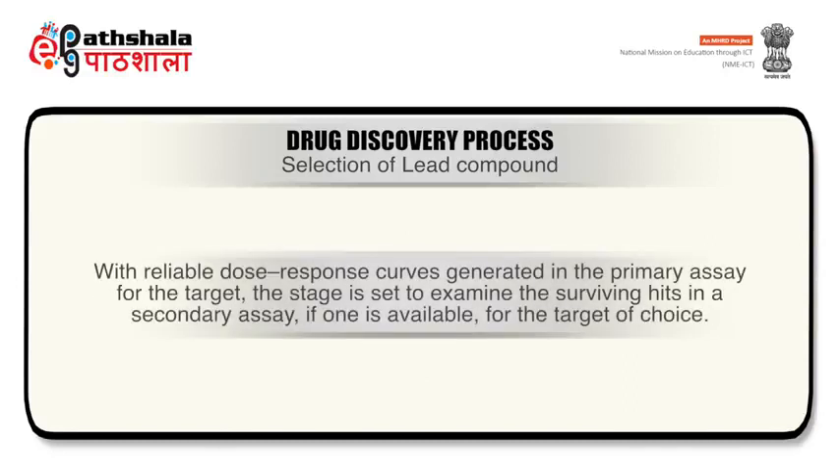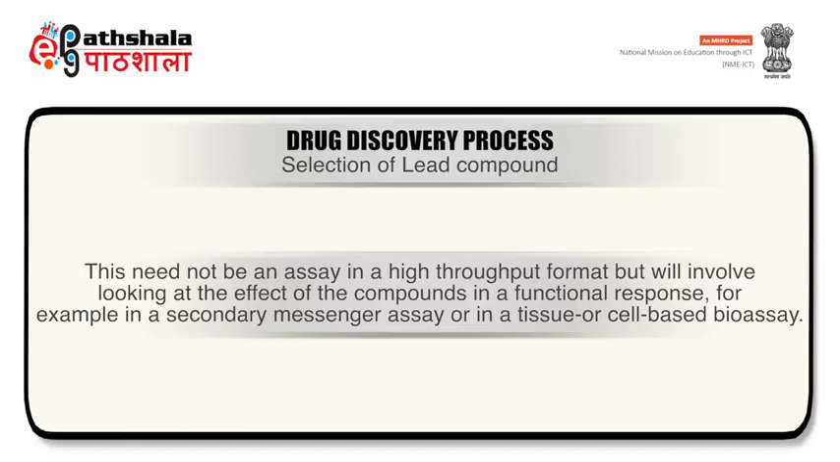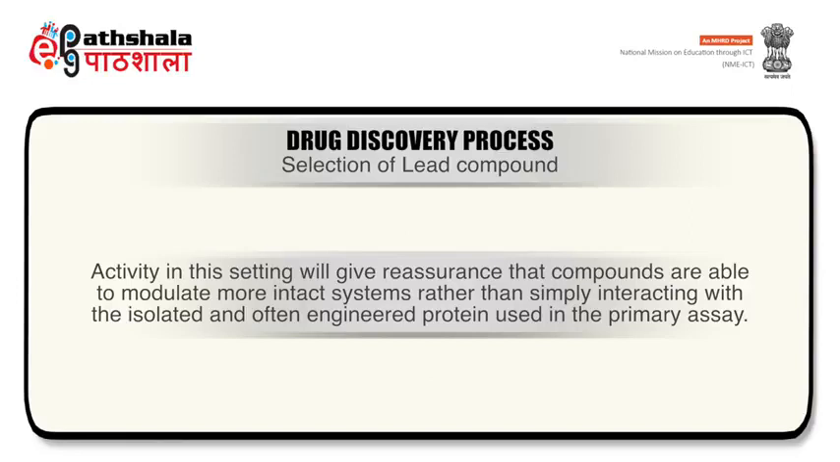With reliable dose response curves generated in the primary assay for the target, the stage is set to examine the surviving hits in a secondary assay, if one is available for the target of choice. This need not be an assay in a high throughput format but will involve looking at the effect of the compound in a functional response, for example, in a secondary messenger assay or in a tissue or cell-based bioassay. Activity in this setting will give reassurance that compounds are able to modulate more intact systems rather than simply interacting with the isolated and often engineered protein used in the primary assay.